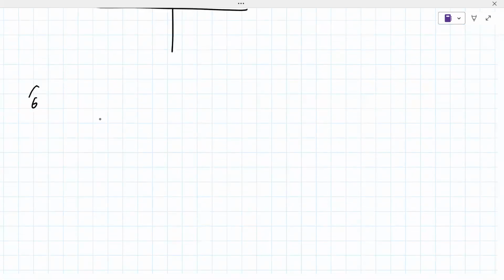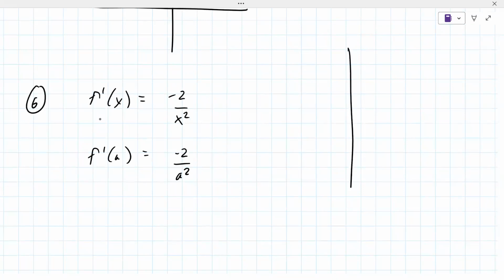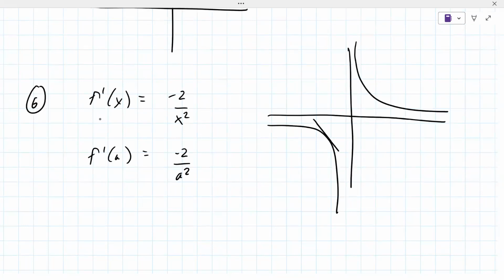and then what the tangent lines look like. So for number 6, the derivative is minus 2 over x squared. F prime of a is minus 2 over a squared. Now the graph of 2 over x looks like this. And you can see that the tangent line is always negative. It always has a negative slope. Something like that. That's what they're looking for in this.